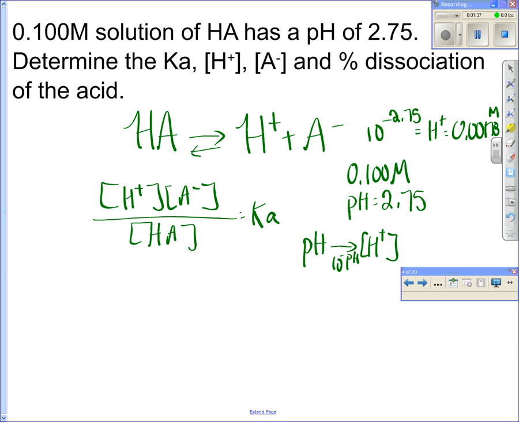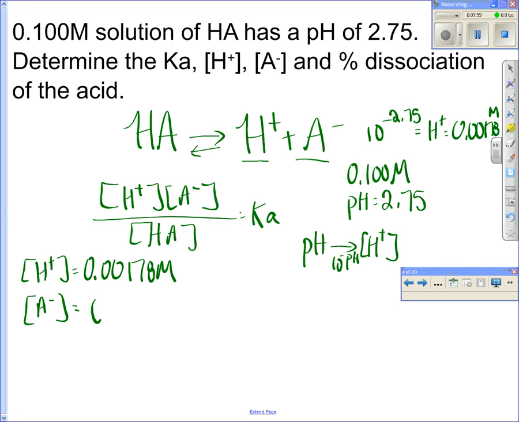So I know my H plus, rewriting it so you can see it a little better. Well, what do I know? I don't have any A minus from another source, so if I know my H plus, then it's one-to-one with A minus. So my A minus is also 0.00178. Then I'm given that my HA concentration is 0.1, and so I can very easily plug this in. I know at equilibrium this is what I'm going to have.